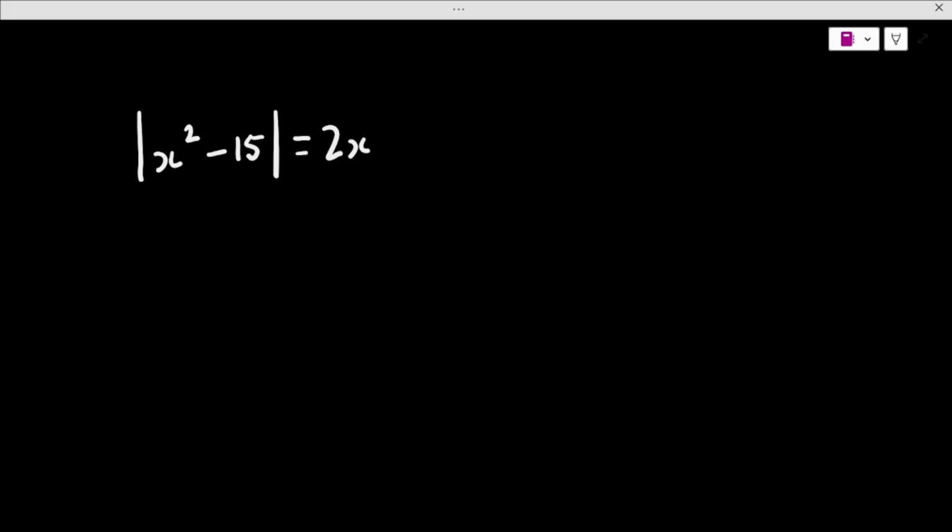Welcome. Today, we'll be talking about this equation right here. The absolute value of x squared minus 15 is equal to 2x. So, first things first, let's talk about what the modulus function is.